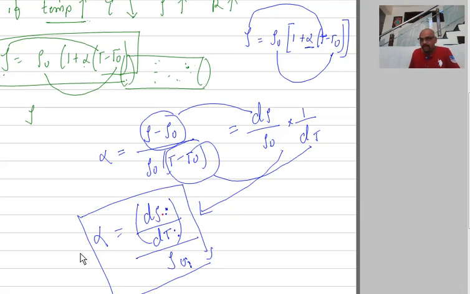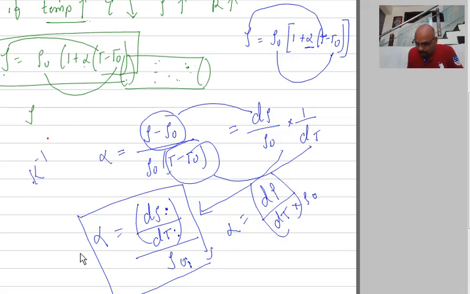Alpha is equal to d rho divided by dt divided by rho naught, or you can write alpha is equal to d rho divided by dt into rho naught. So therefore d rho by dt is the fractional change in the resistivity per degree rise in temperature to the resistivity at 0 degree Celsius. That is one important thing. And the unit of alpha is per Kelvin or per degree Celsius. Remember that. We'll move on to the next slide.